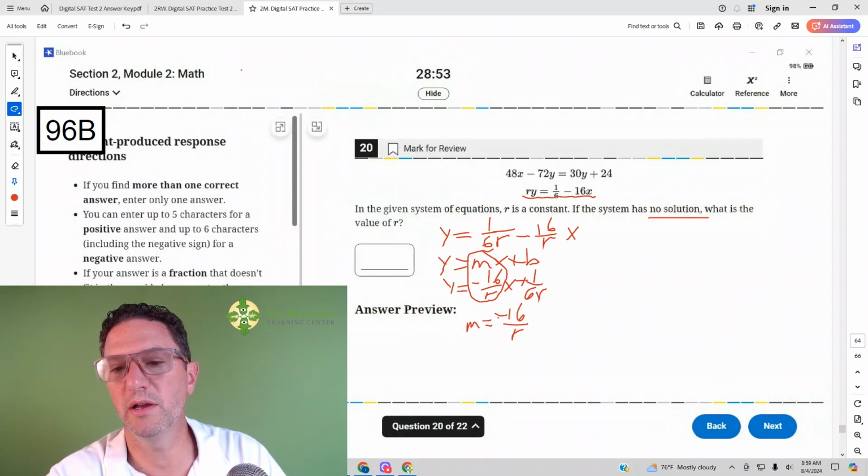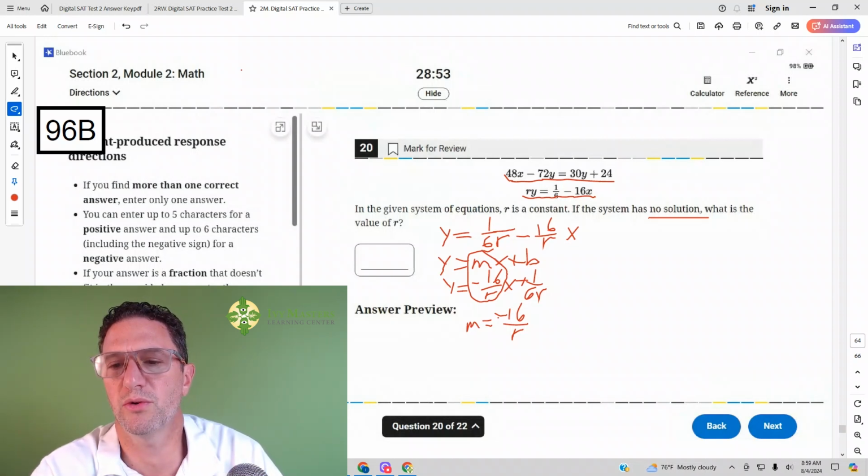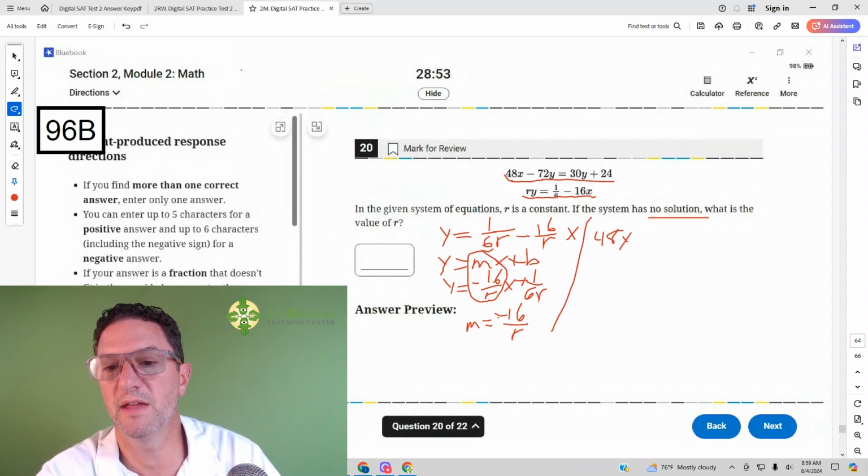What about the other line? Let's take this other line. The first thing I'm going to do is add 72y to both sides. Actually, you know what? I'm not going to. I'm going to subtract the 30y from both sides. I'm going to be working with a negative, but it's going to be a little quicker to isolate my y that way. So we've got 48x, and then if I subtract the 30y from both sides, I get negative 102y over here equals 24.